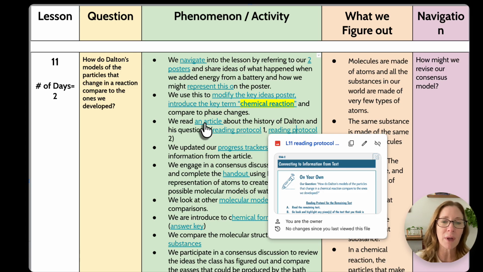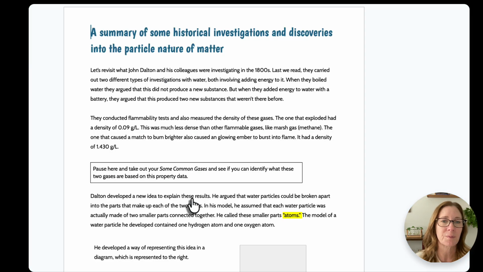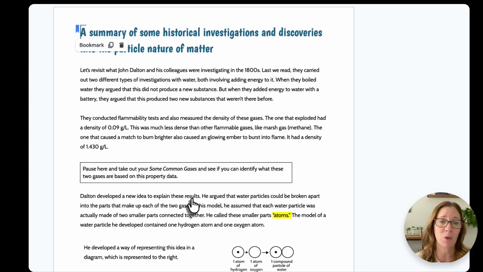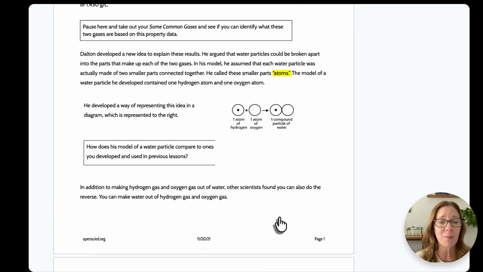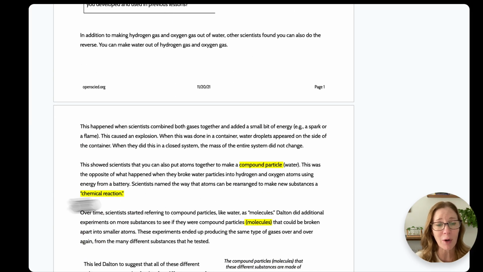So when they read the article, and this is what it looks like, you'll notice that I highlighted a few terms. They're going to be introduced to these terms finally. You probably almost started to use them if you haven't already. But the term atoms, the term compound particle, chemical reaction is revisited again, molecules. So these are some big terms we've been waiting to use.